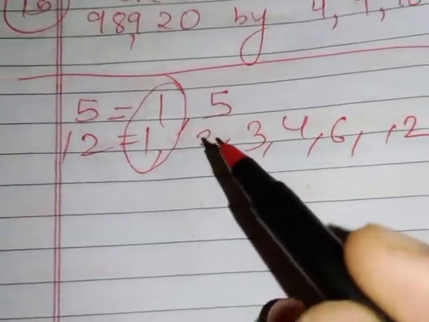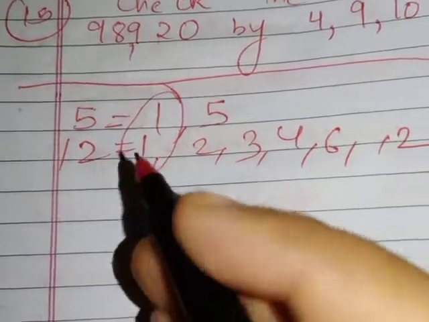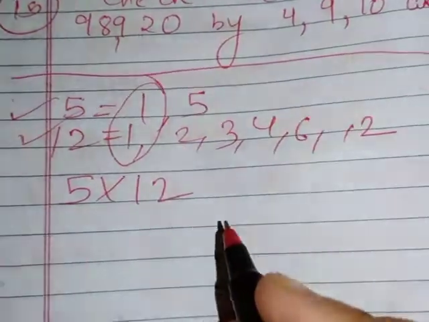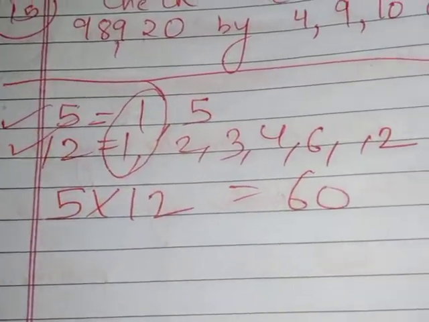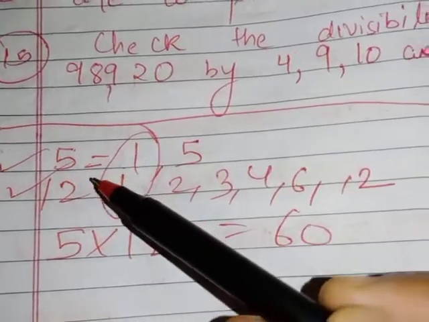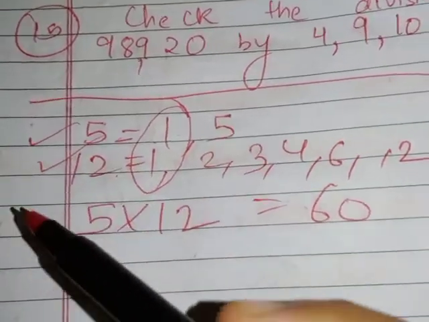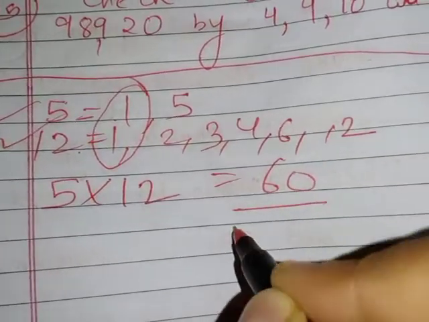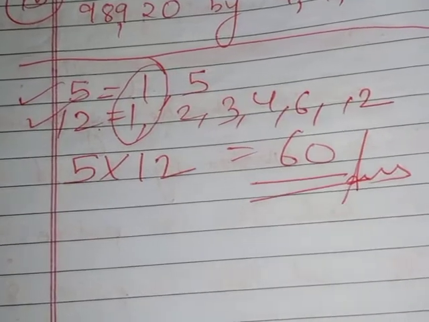So when we do not have any other common factor other than 1, what we do is find the product of the given two numbers. That is 5 twelves are 60. So if any number is divisible by 5 and that same number is divisible by 12 also, then that number will completely be divisible by their product also, that is 60. I hope I am clear with this.